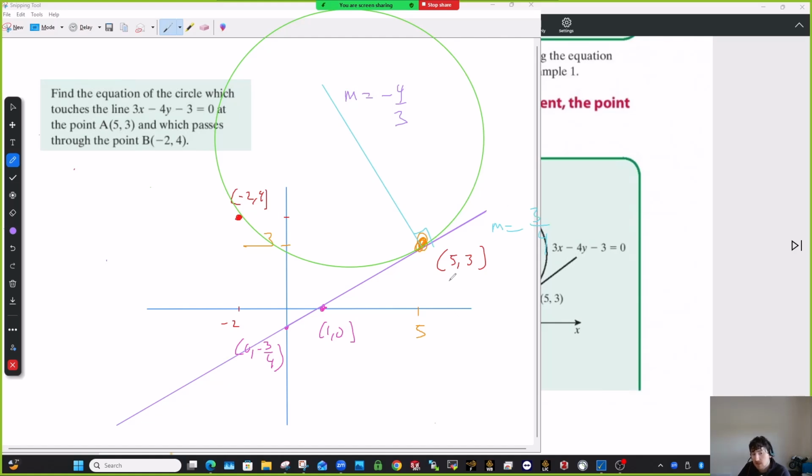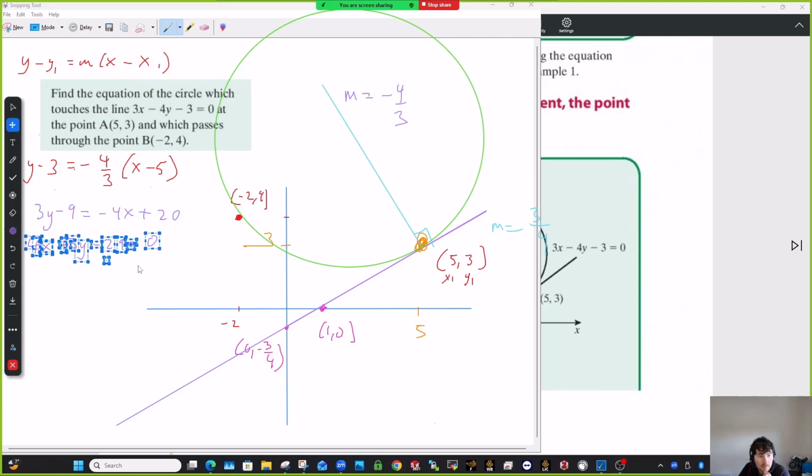Now this is great, because look at this. This blue line, which goes through the center of the circle, goes through 5, 3, and we have its slope. So we can create its equation using y minus y1 equals m times x minus x1. So I'll do that here where I label this x1, y1, and then that's my slope there. I'm going to sub that in here. I'll pause the video. I'm sure everyone can do this. Okay, so I worked all that out and I got 4x plus 3y minus 29 equals 0.